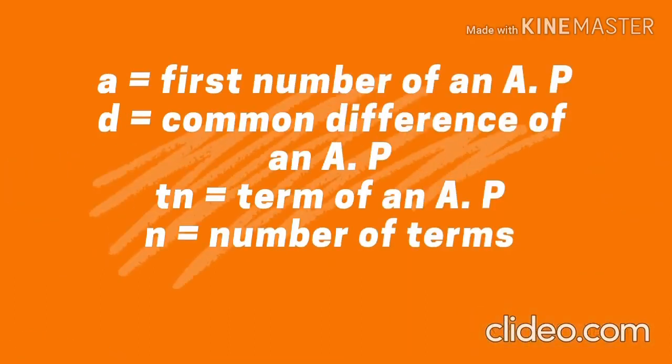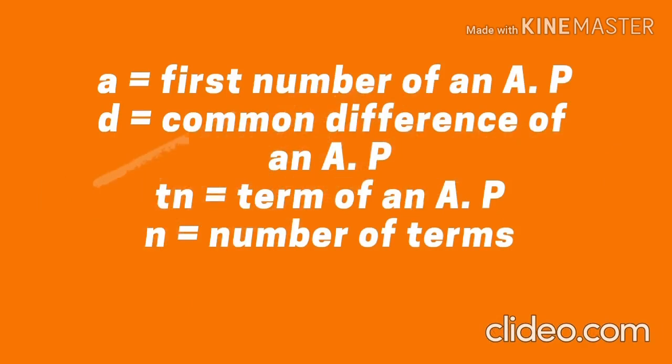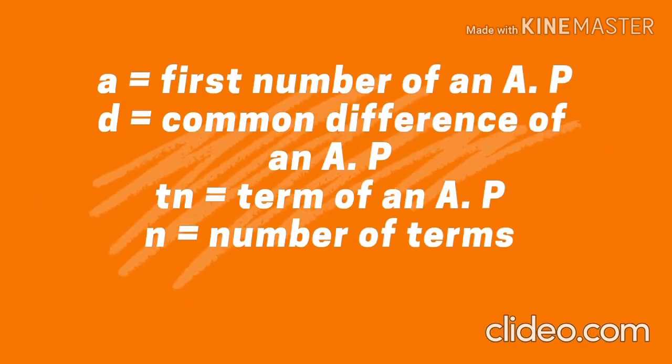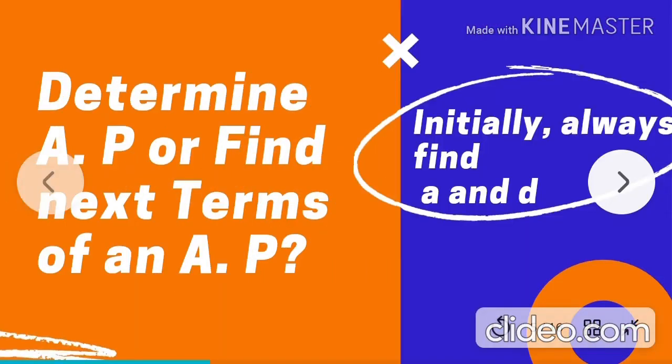Now these are some of the designations we use throughout the chapter. a is the first term of an AP. d is the common difference of an AP. Tn is the nth term of an AP and n is the number of terms.